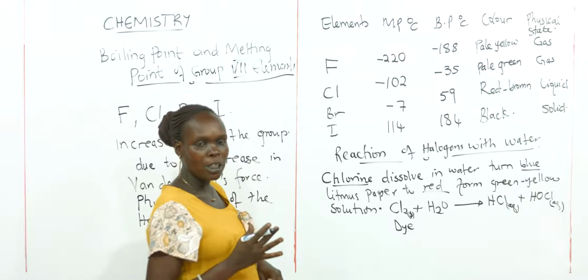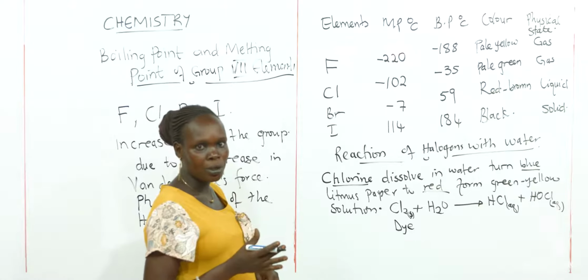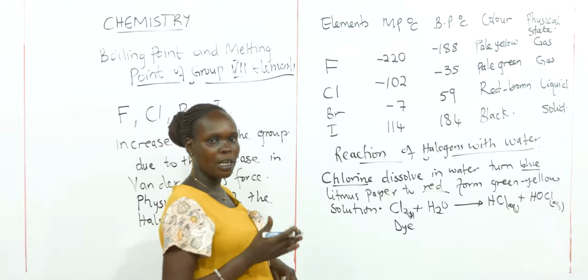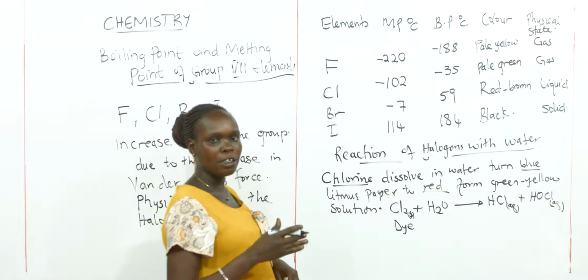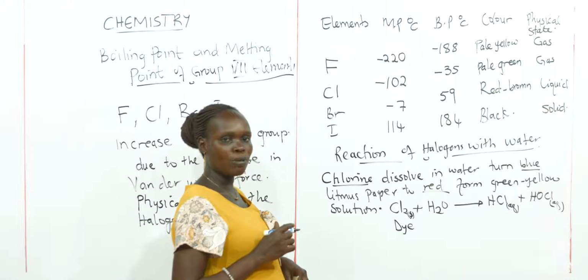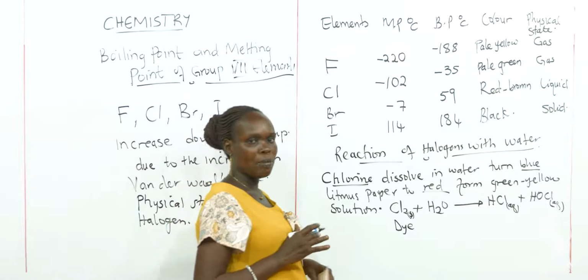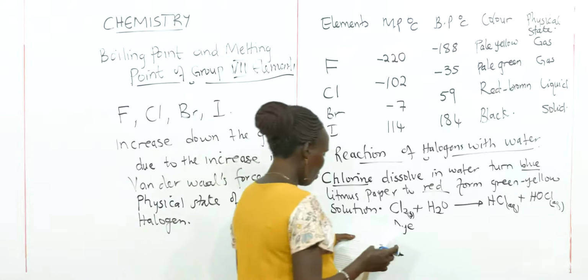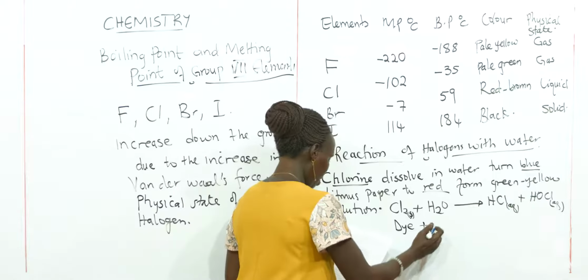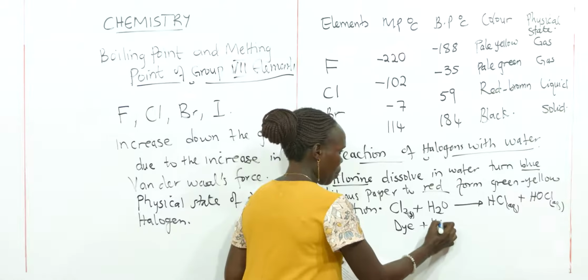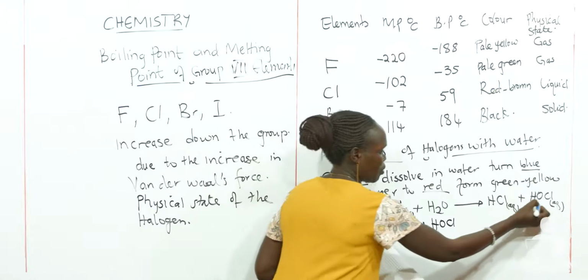It means it bleaches some colors out. So maybe you'll have a yellow color and it bleaches to a colorless color. So it means chlorine has the effect or the property of bleaching some properties. So in this case, we have dyed with the hypochlorous acid, which is one of the products.